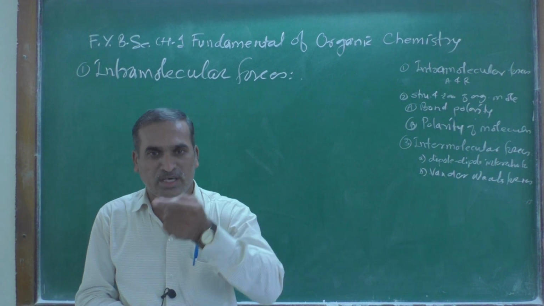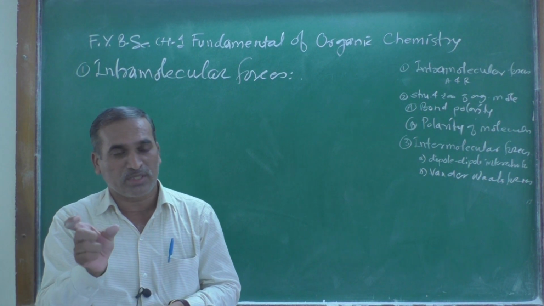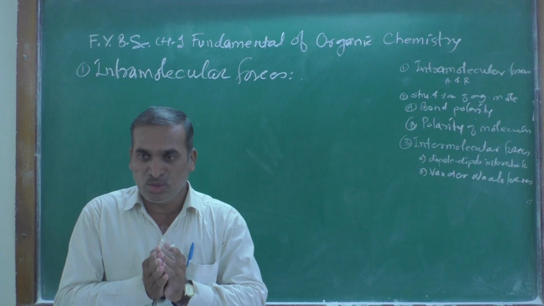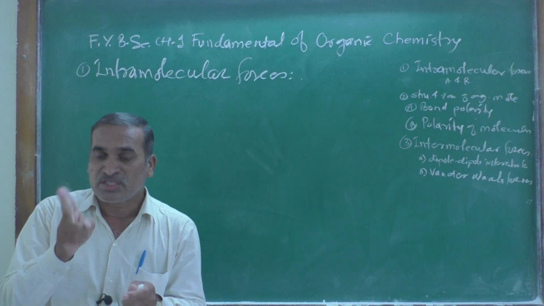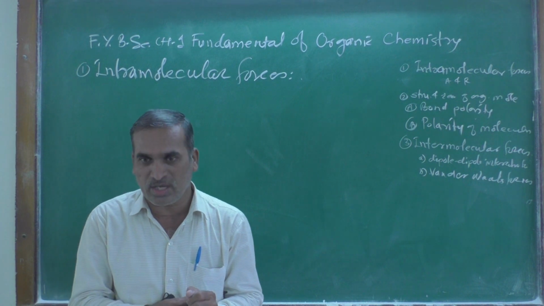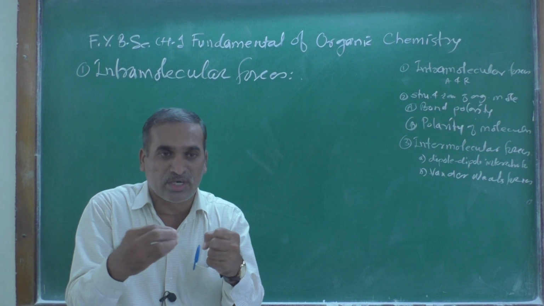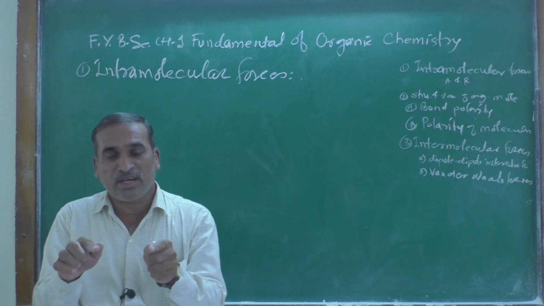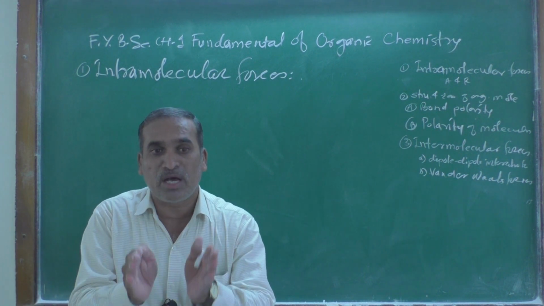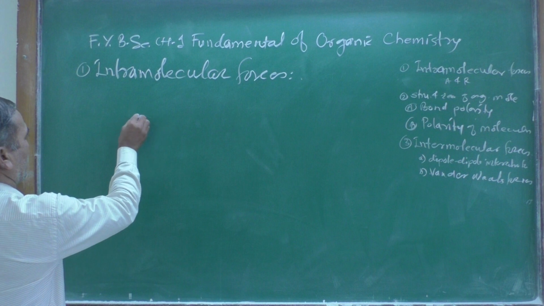electrons are moving in a circular manner. When two atoms come together, what is going to happen? The same charges repel each other, but the opposite charges get attracted towards each other, and that type of force is called intramolecular forces. Now let us look at a diagram I am drawing here.